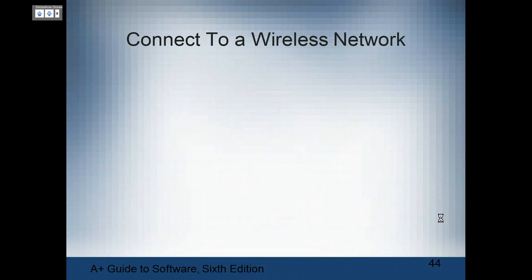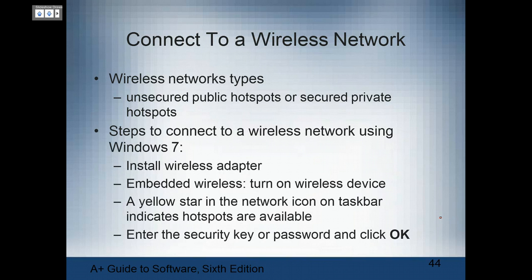Connect to a wired network. Lots of steps here to do there, right? Unsecured public hotspots or secured private hotspots. When you go to a public hotspot on Windows 7 and then Vista on up, you have the option of picking a work network, a home network, or a public network. If you're on a public hotspot, please pick public network. That does some different firewall configurations from the other two.